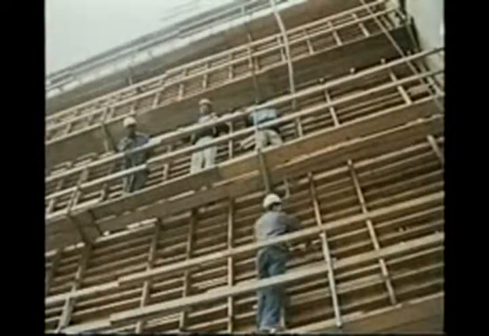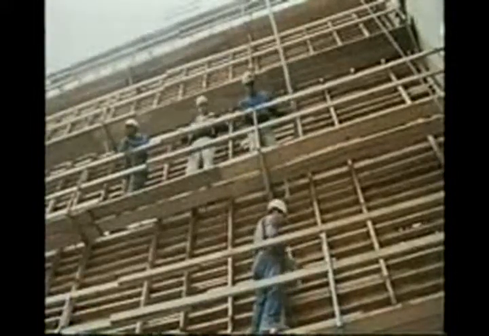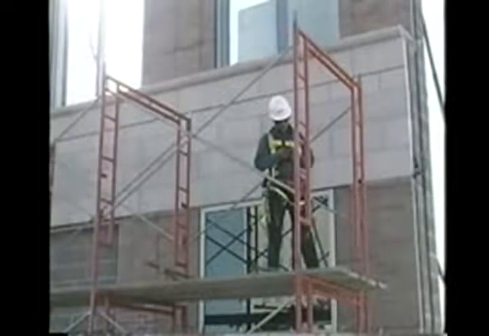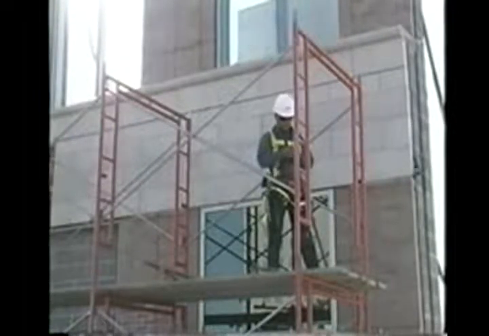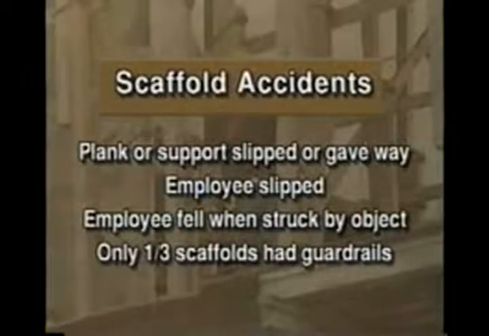Falls from scaffolds are the second most common cause of disabling and fatal fall injuries involving construction workers. According to information published by OSHA in 1996, about 72% of the workers injured in scaffold accidents said the accident was due to one of the following causes. 1. The planking or support slipped or gave way. 2. The employee slipped or fell, or was struck by a falling object. And/or 3. There was no guardrail.